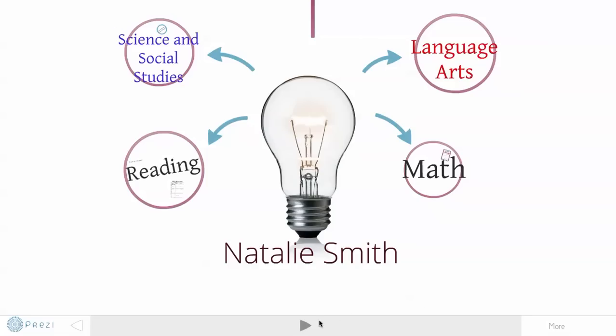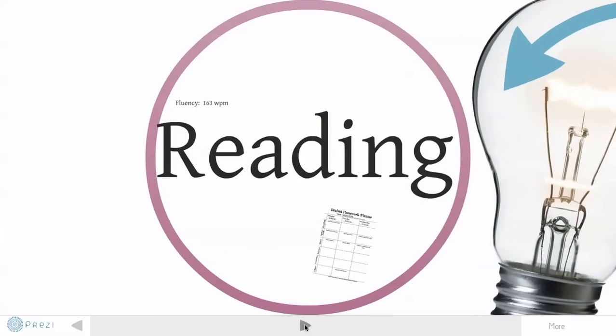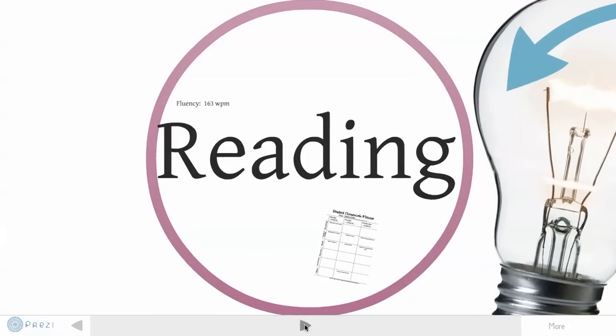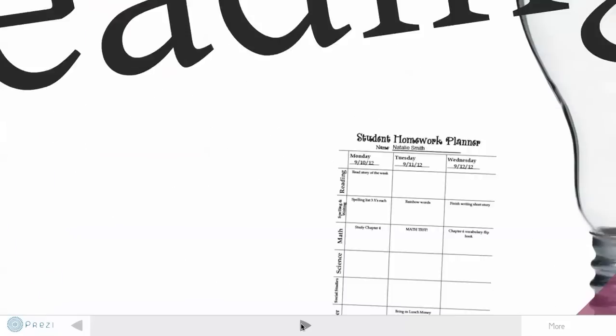So basically all you do is I've started with a student name, and I've got some little subsections here. And so the first thing I want to talk about at the conference is I want to talk about reading. So I can talk about maybe their fluency, where it's supposed to be. Remember, I can put anything in any of these little circles that I want to.